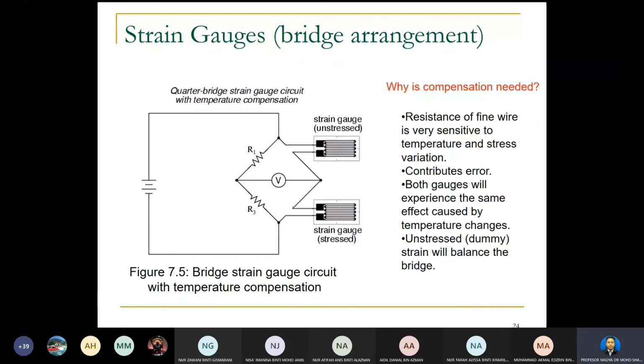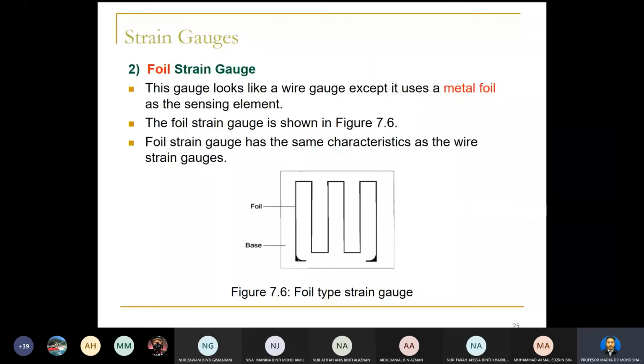Okay, next we have the foil strain gauge. This one is similar to the wire gauge, but they use foil. The concept will be the same. This is our supply, and this type is the foil. Another type uses a semiconductor, but this one uses foil. It looks like the wire gauge, except they use metal foil.